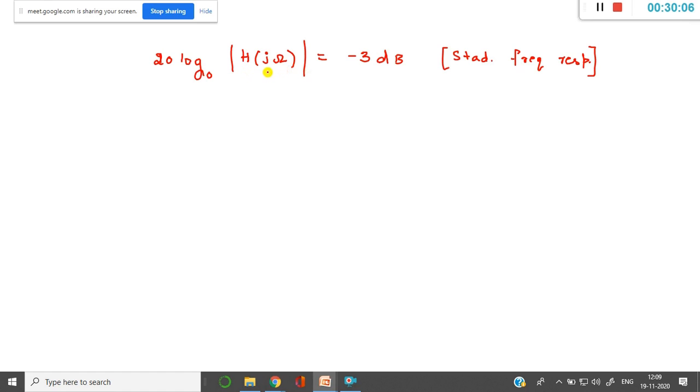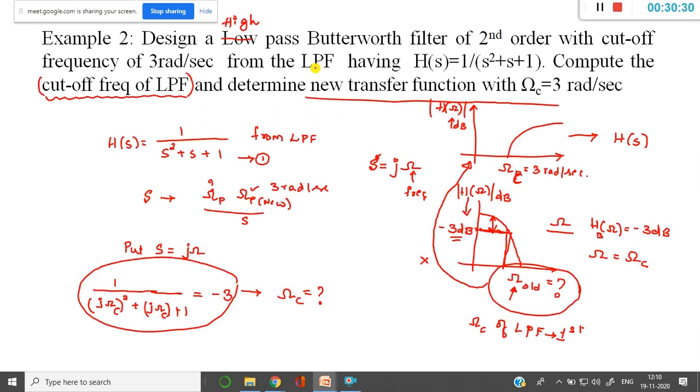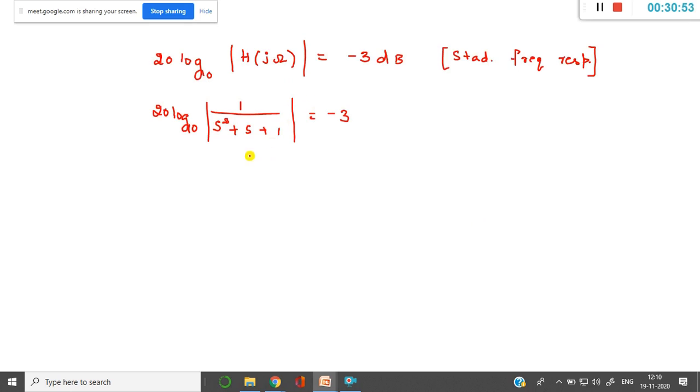So what is this H of j omega? That is 20 log base 10. I got this by applying 1 divided by s square plus s plus 1, that is equal to minus 3, right? So this is supposed to be a standard form. Because this is always in terms of log magnitude, I should be able to write this in the form of an equation. That is 20 log 10 of H of j omega will be equal to, from cutoff attenuation, minus 3 dB. So that is the way we write it, right?